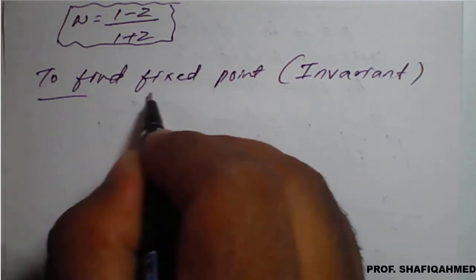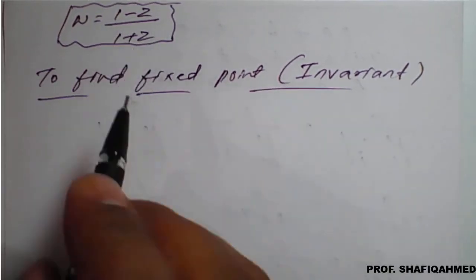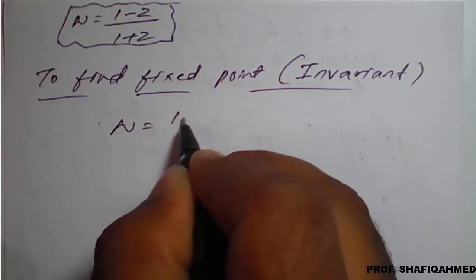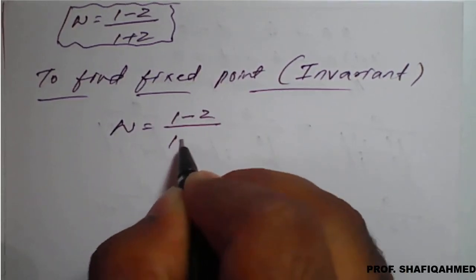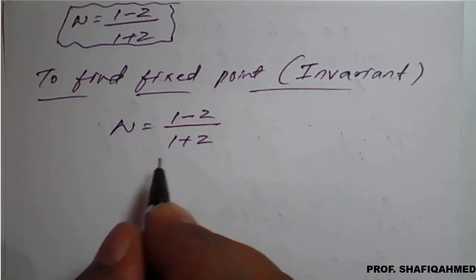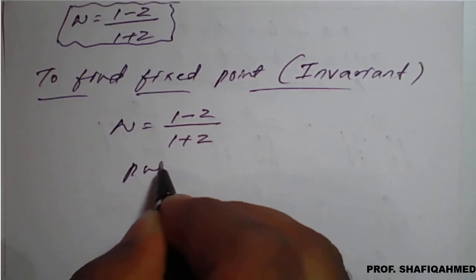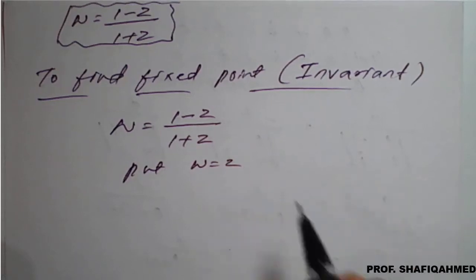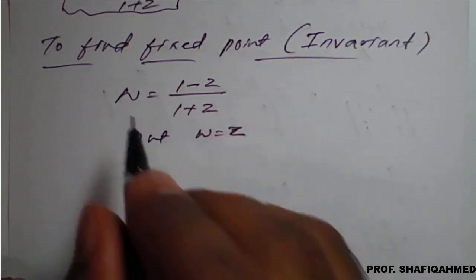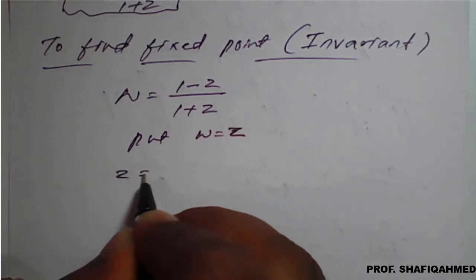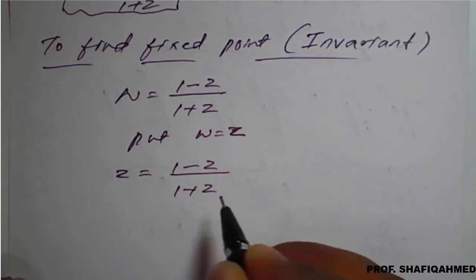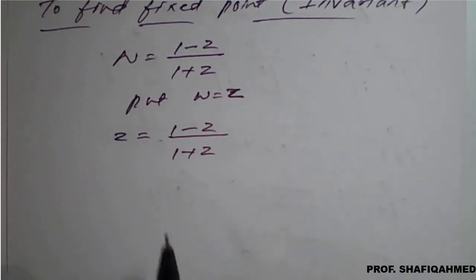So for that we are going to use again the previous result, that is the image W is equal to 1 minus Z divided by 1 plus Z. So here, put W is equal to Z in the above expression. If you put W is equal to Z, we'll see what happens. So Z is equal to 1 minus Z divided by 1 plus Z, meaning the equation will be purely in terms of Z.